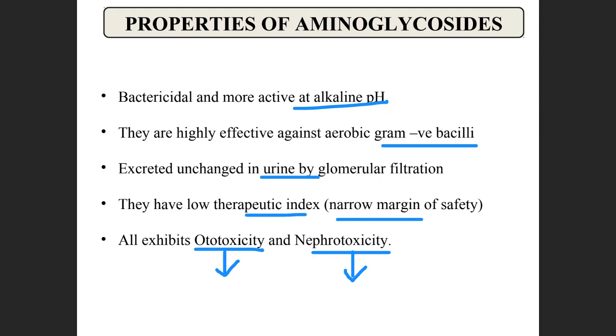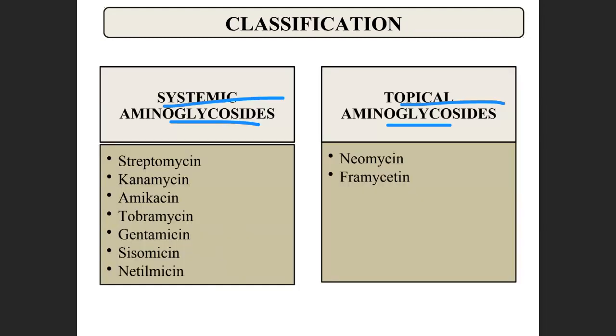aminoglycosides. Now coming to the classification of aminoglycosides. Aminoglycosides are classified as topical applications and systemic drugs. So in the systemic, we have an important drug, that is streptomycin, and in the topical we have neomycin. So these are the medications which are classified as systemic as well as topical.